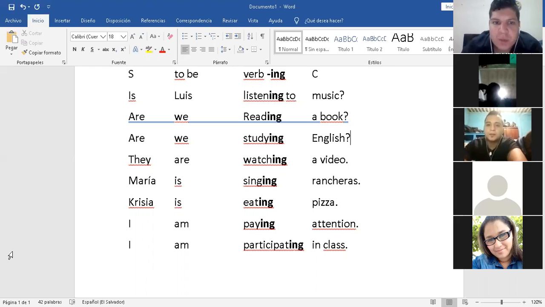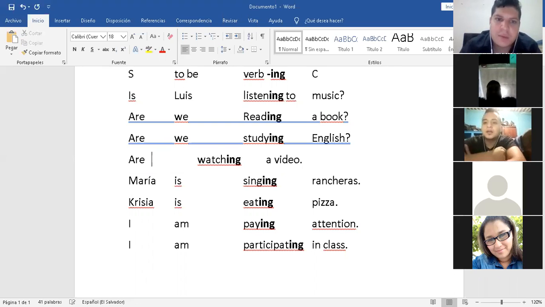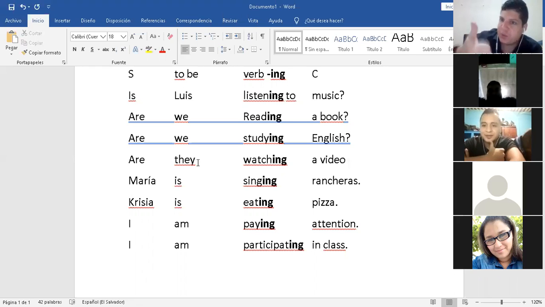So, ¿están viendo un video? Si lo hacemos en pregunta. Are they watching a video? There you go. Ahí estamos. Are they watching a video? Siempre con la entonación para arriba. Are they watching a video? Porque es una yes, no question.